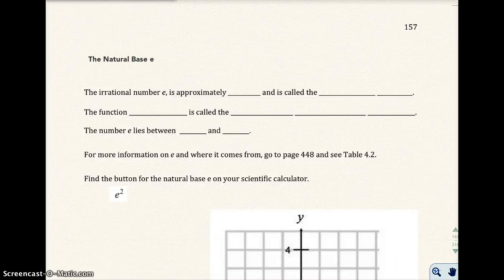Okay, continuing on with section 4.1, we're going to talk about something called the natural base e. And e is an irrational number, which is approximately 2.72, and is called the natural base. The function f of x equals e to the x is called the natural exponential function.